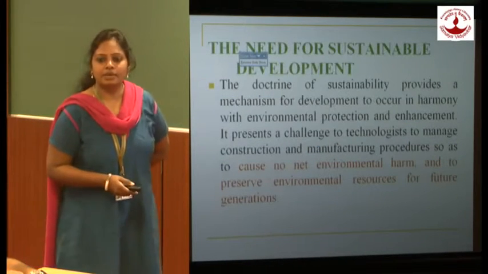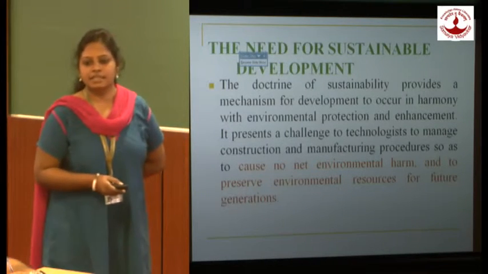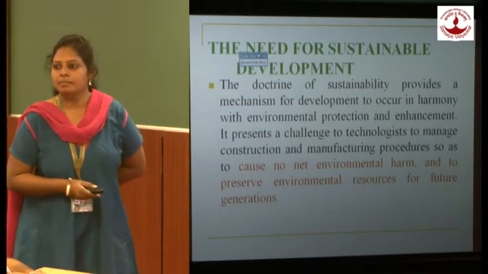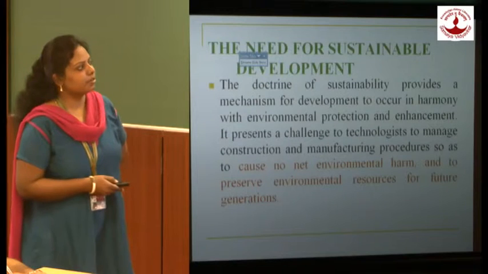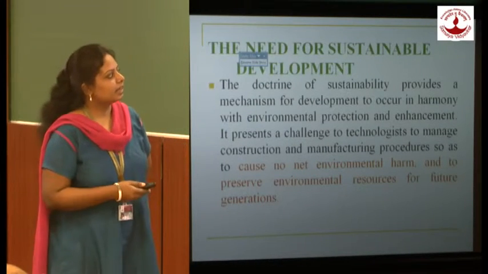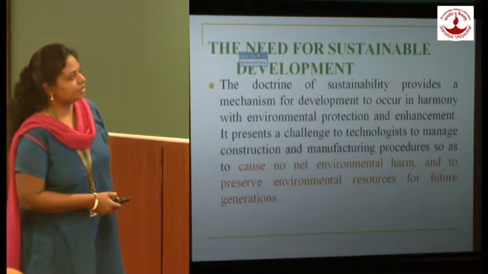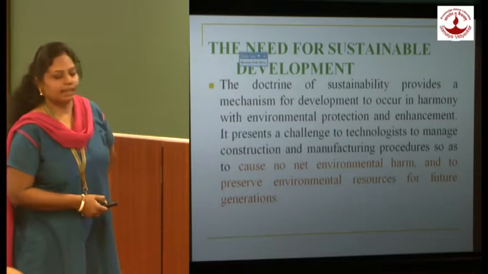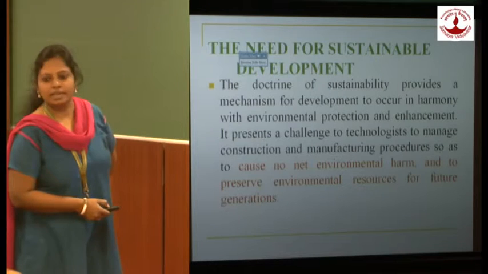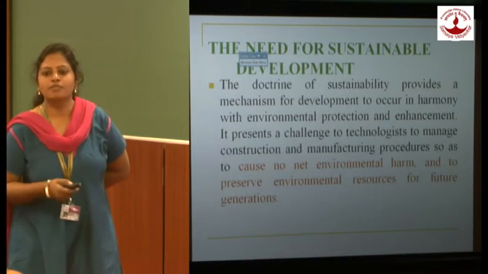Now we will try to understand sustainable development. Why is there a need for sustainable development? The doctrine of sustainability provides a mechanism for development to occur in harmony, which will protect our environment. Now, it should cause no net environmental harm. We should remember this. It should not cause environmental harm and should preserve environmental resources for future generations.